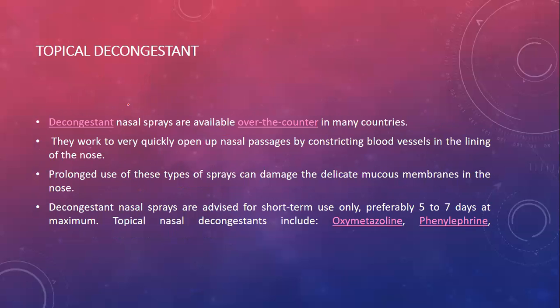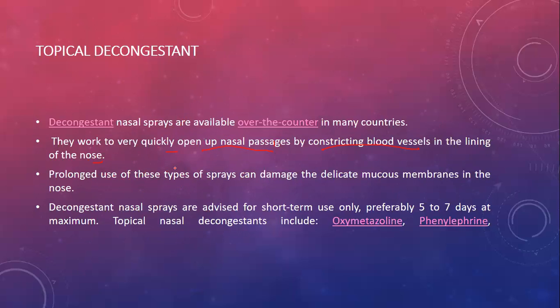Then next is topical decongestant. Decongestant nasal sprays are available over the counter in many countries, which means we can get these forms of nasal sprays without a doctor's order because they are easily available at many medical stores. They work to very quickly open up nasal passages by constricting blood vessels in the lining of the nose. It is mainly to relieve the congestion of the nasal mucosa by constricting the blood vessels in the nasal mucosa, isn't it?